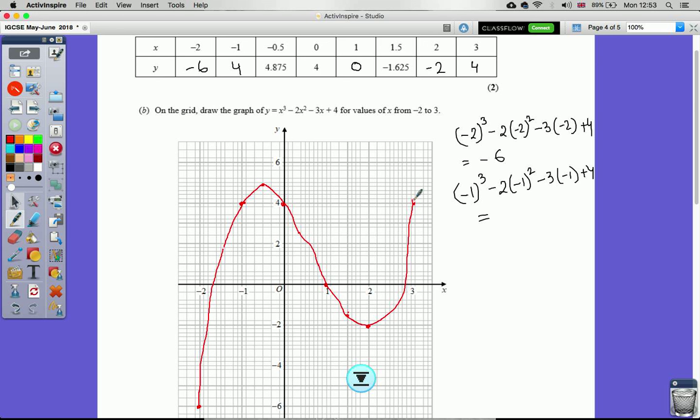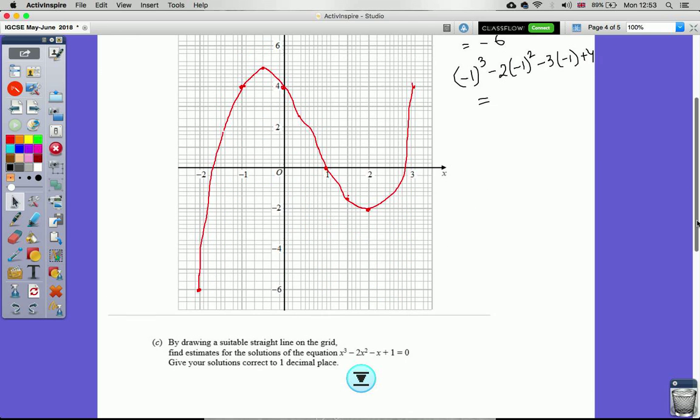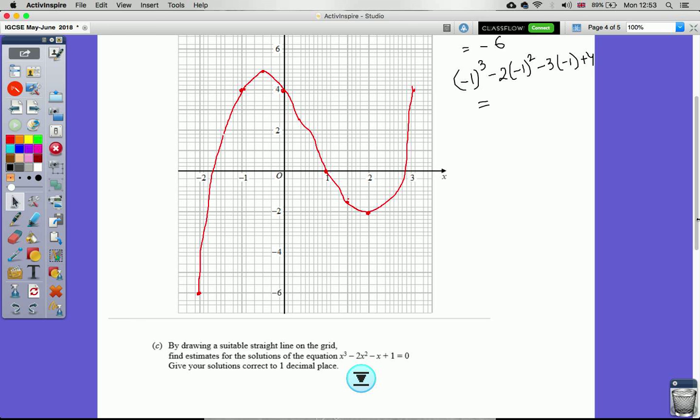Okay, try to do it as accurately as possible. A smooth curve with no sharp edges, and that's how the graph is going to look. Now the next part of the question is asking you, by drawing a straight line on the grid, find estimates of the solution for x cubed minus 2x squared minus x plus 1 equals 0.